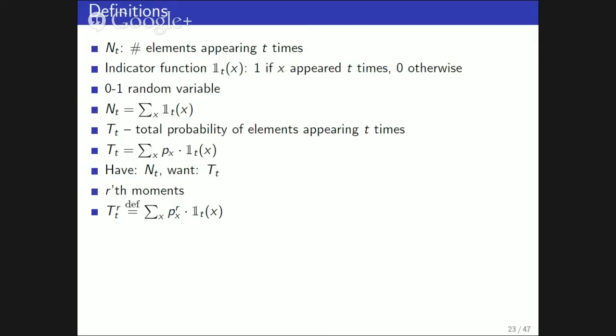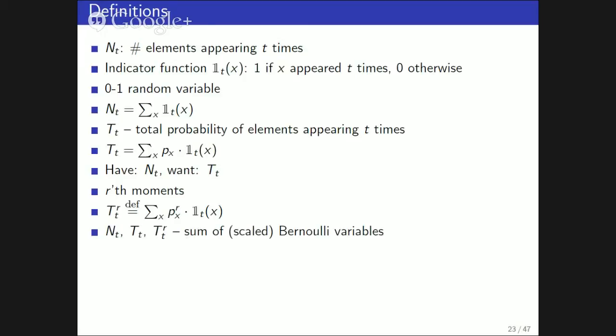So we denoted T_t^r as the summation, over all things that appeared t times, of their probability raised to the rth power. If we look at r equals 1, we get back to this thing, but we can also look at the summation of the squares of the probabilities and so on.